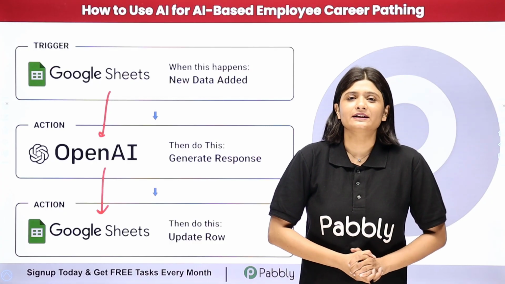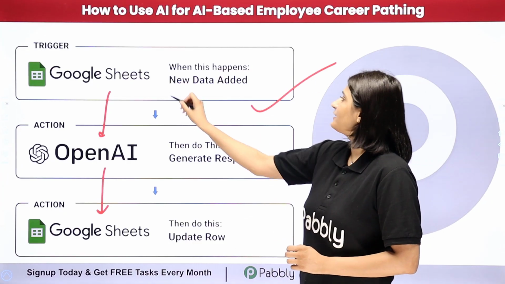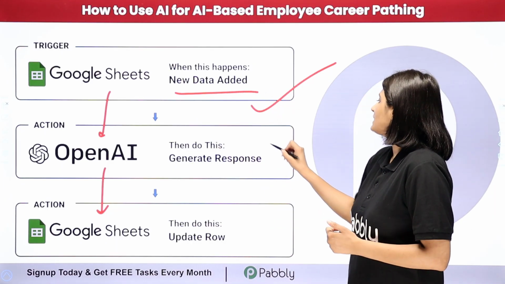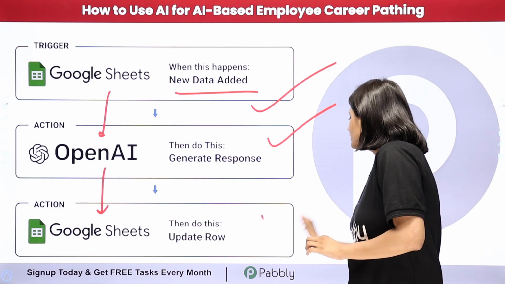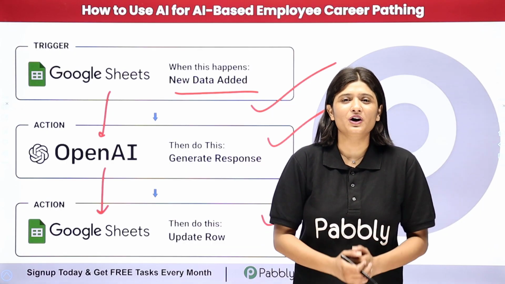With the help of Pabbly Connect, I am going to build this connection in such a way that whenever there is new data added in my Google Sheets, the response will be automatically generated based on that data with the help of OpenAI, and it will be automatically updated in my row in my spreadsheet. Now, if you want to learn the step-by-step process, then let me take you all to my screen.